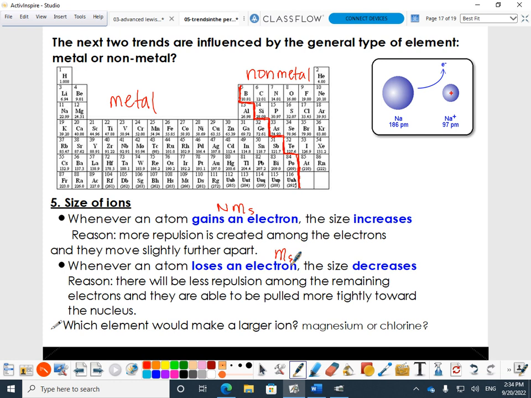Usually for an ion question, it'll be a metal versus a nonmetal. So which one would make a larger ion, magnesium or chlorine? Magnesium is Mg, Cl. Show me what you think. Which one is larger? I think every question except one asked which is larger. I don't know why I did that, but read the question carefully. Cl or Mg?